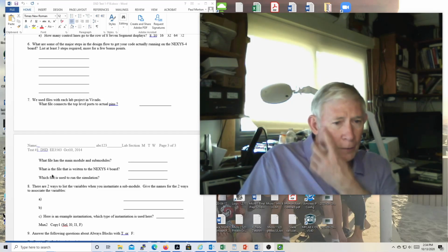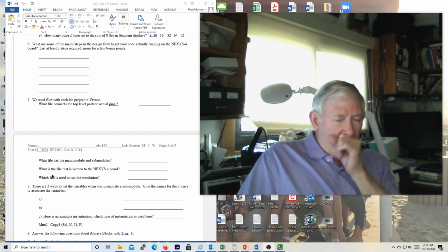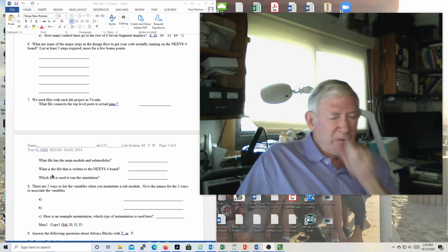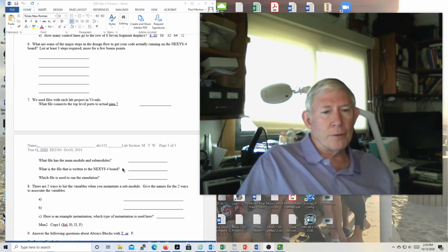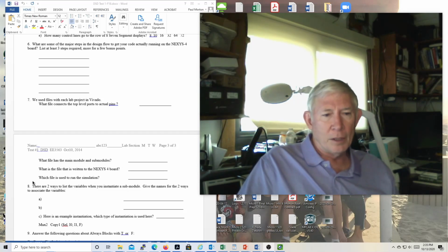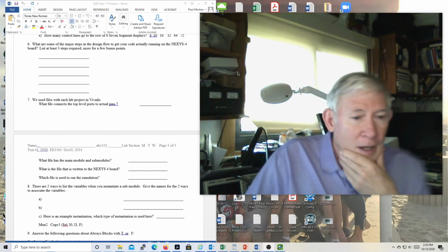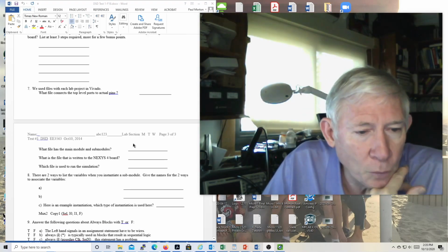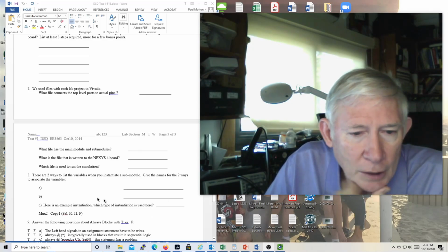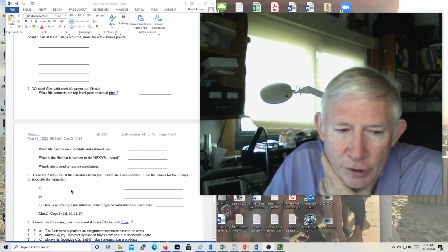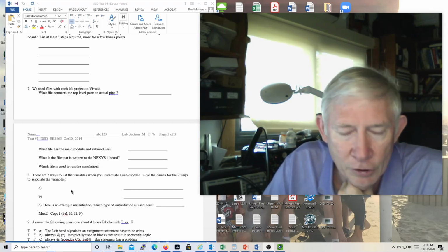What is the file that is written to the Nexys 4 board? Well, the file that's written to the board is the .bit file. Which file is used to run the simulation? You use the test bench, and then you instantiate your top-level module. There are two ways to list variables when you instantiate a submodule. Yes, there's the positional notation, and there's the name notation or dot notation.